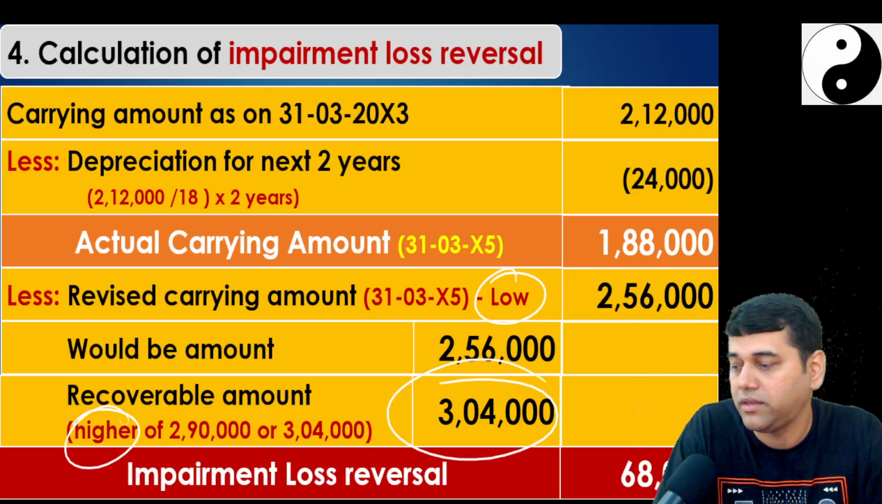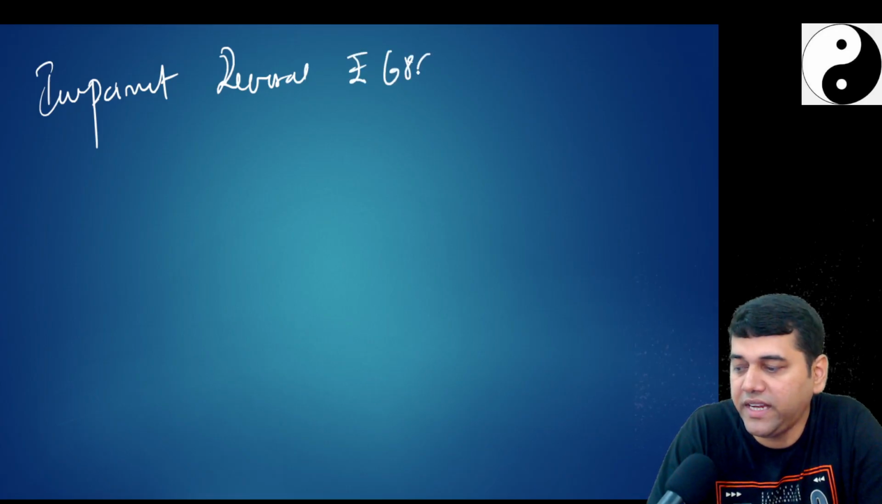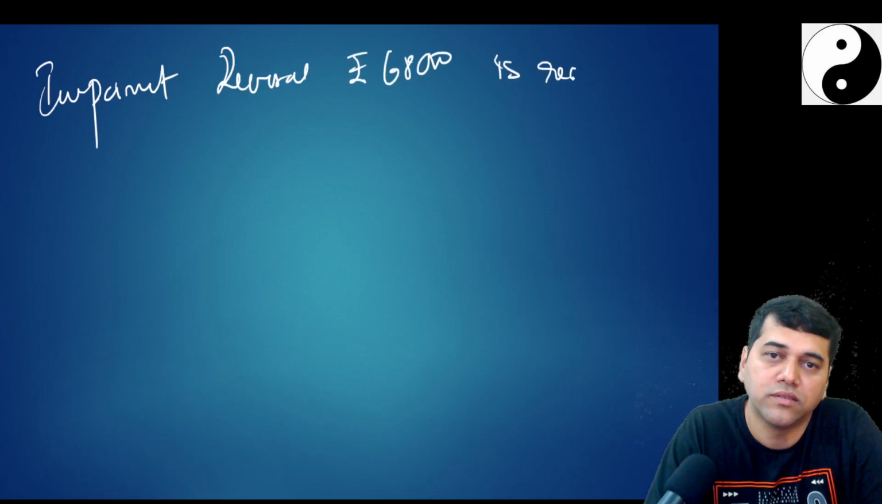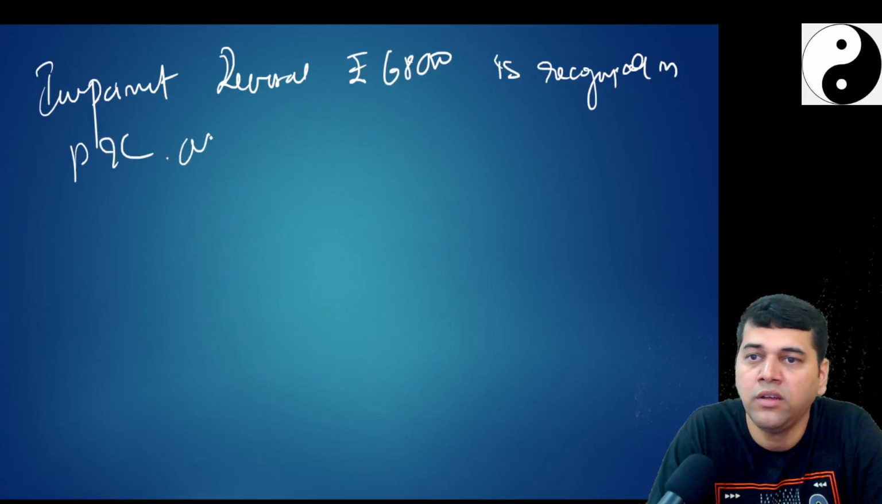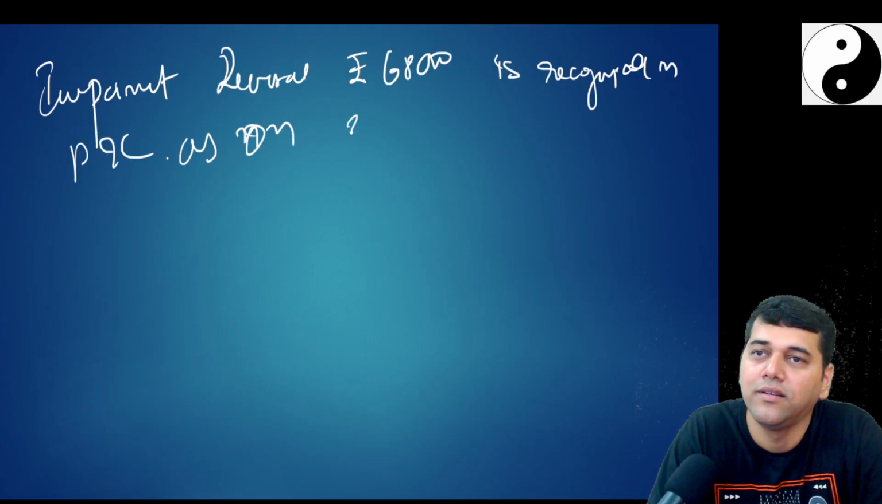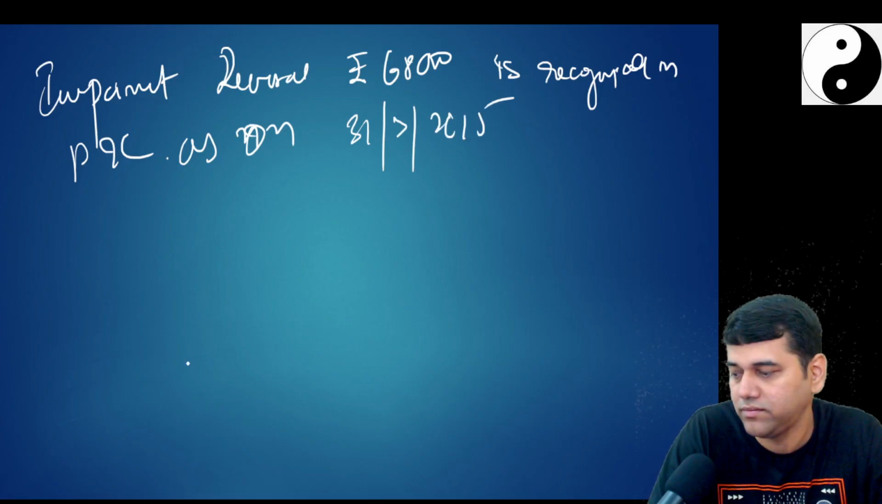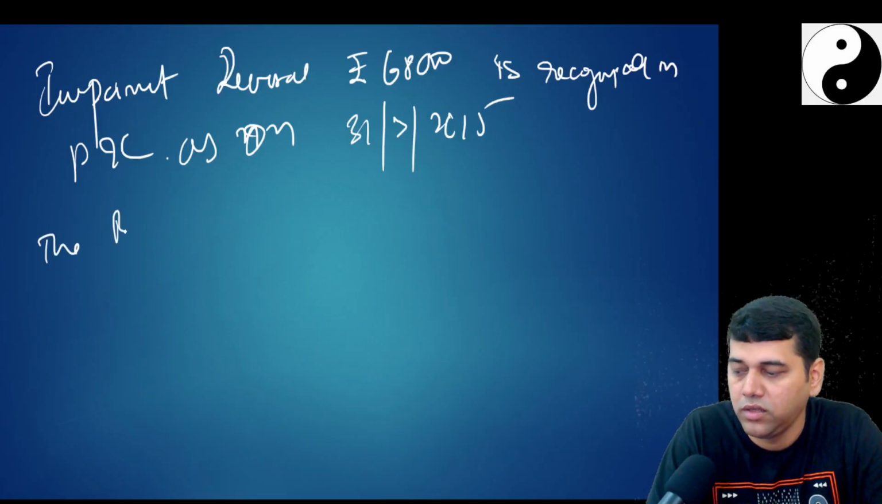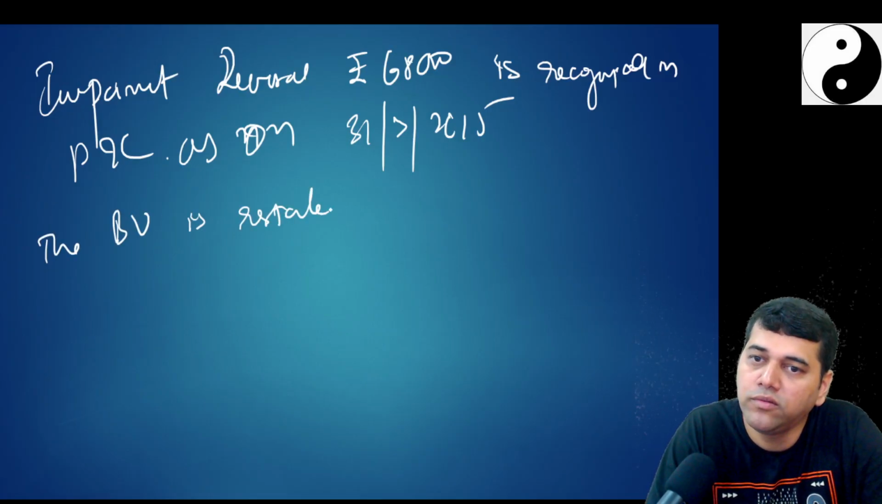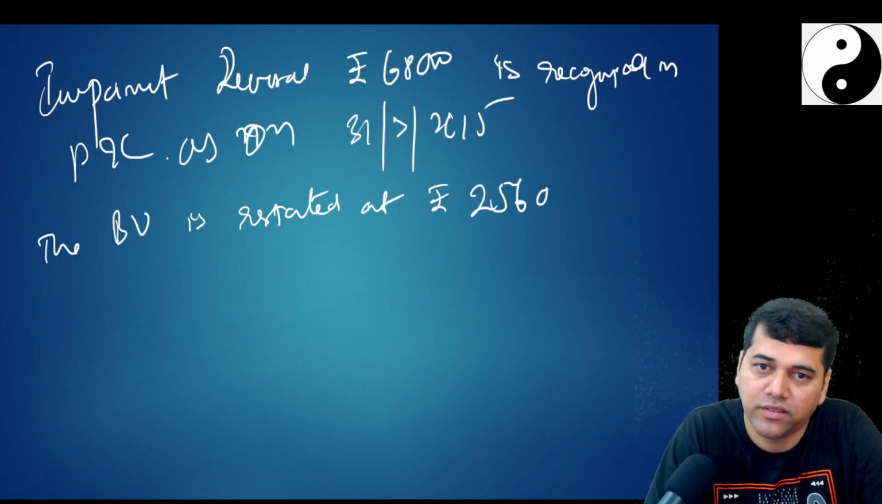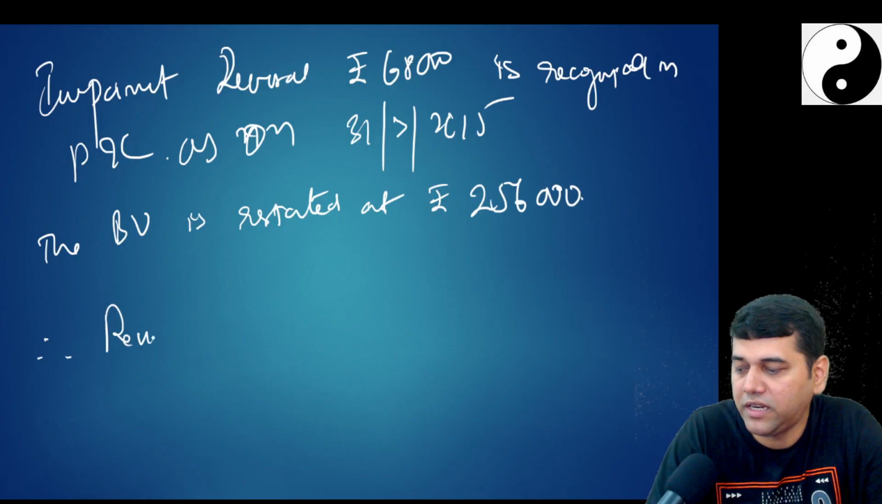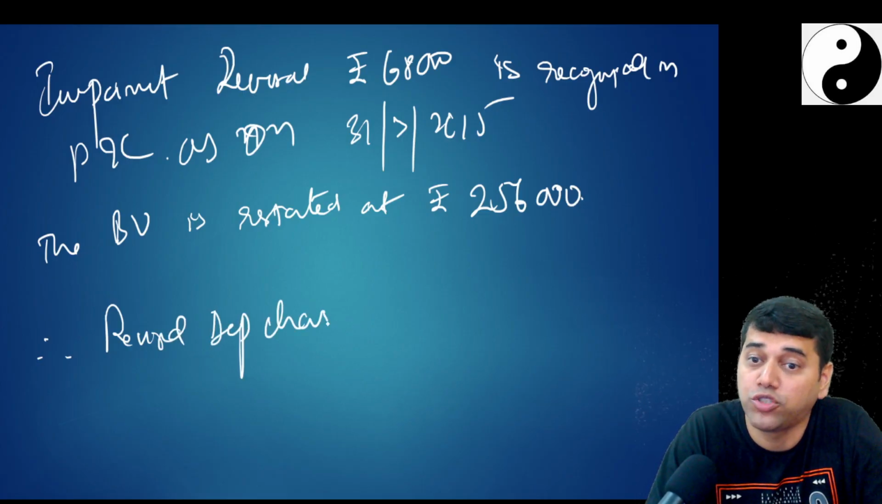Understood? Yes. Now write impairment reversal, rupees 68,000, which you will recognize in P&L as on 250. The book value is restated at what value? 2,56,000. Therefore, revised depreciation charge, the last question, don't miss that.